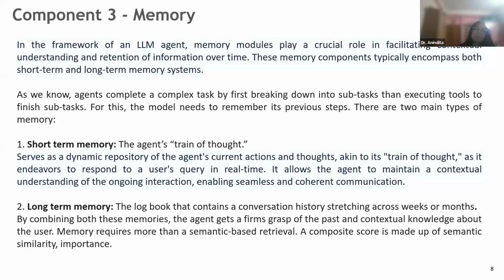There can be two types of memory. One can be short term memory, like the agent's train of thought. This is a dynamic repository of the agent's current actions and thoughts, like just the previous conversation, or a single turn conversation. Maybe three or four conversations it can keep, based on the demand. And also it is real time, whatever is happening in this conversation, it can store.